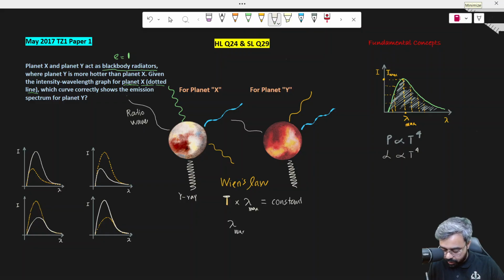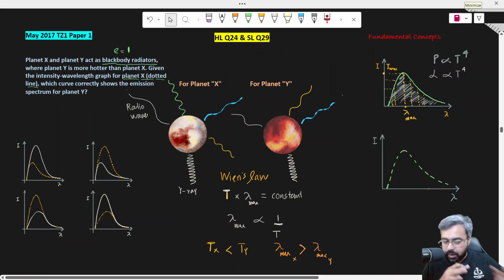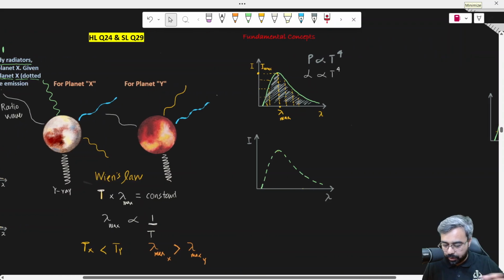If you use this information, we know that the temperature for X is less than the temperature for Y, which means that logically we can derive the result that the maximum wavelength emitted for X would be larger than the maximum wavelength for Y. So, dear students, let's now apply the results that we have learned.